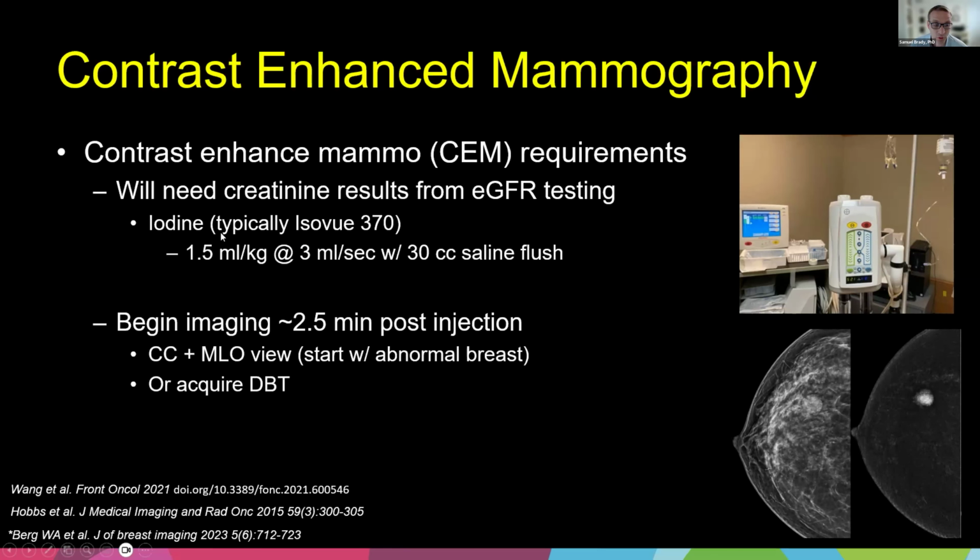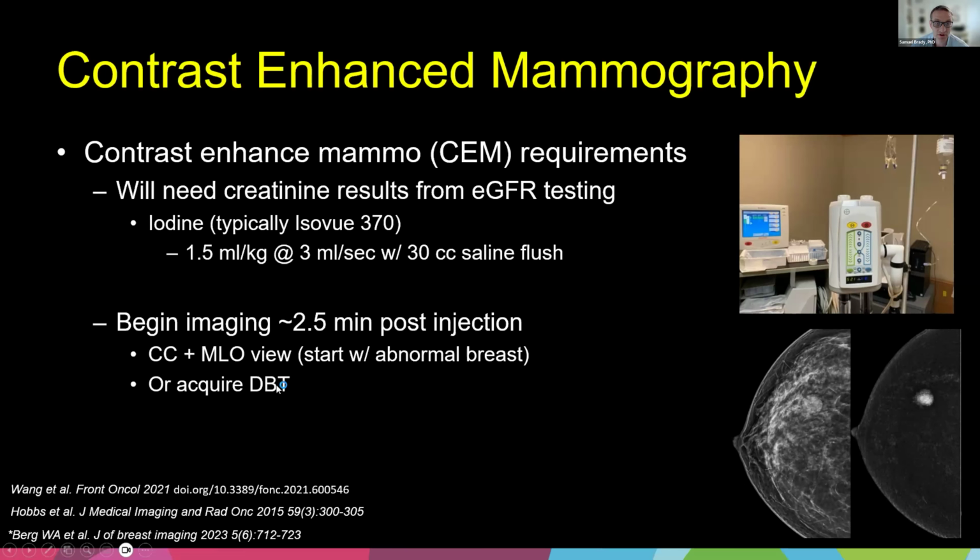The injection protocol for contrast enhanced mammography is fairly simple, about 1.5 milliliters per kilogram at 3 mLs per second. Then we always do a saline flush to keep the iodine bolus grouped. And then you can begin imaging if you're going to do standard FFDM, single view, CC, or MLO views. You're usually going to start with the abnormal breast or the suspected abnormal breast. If they're both suspected, then you just image left to right and move on.